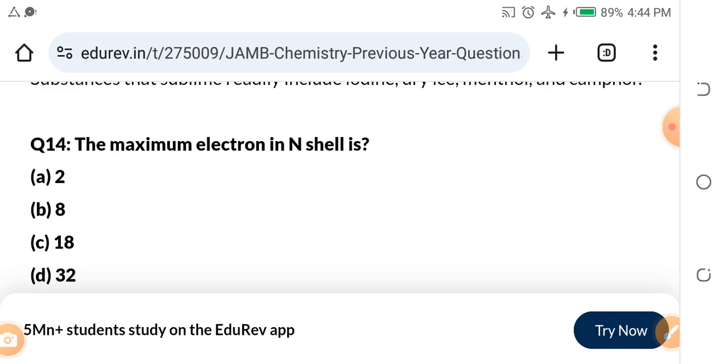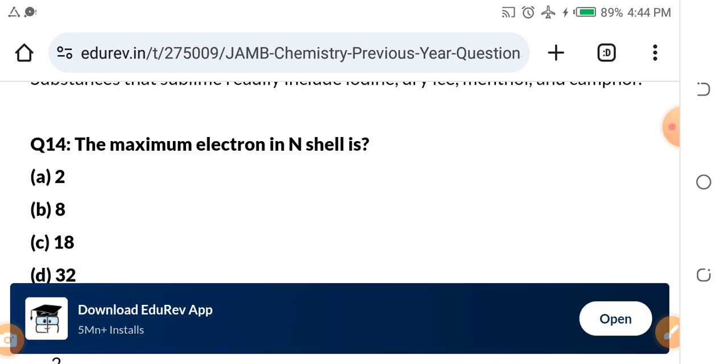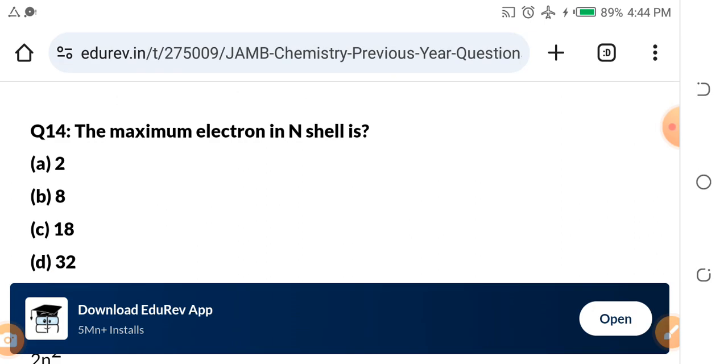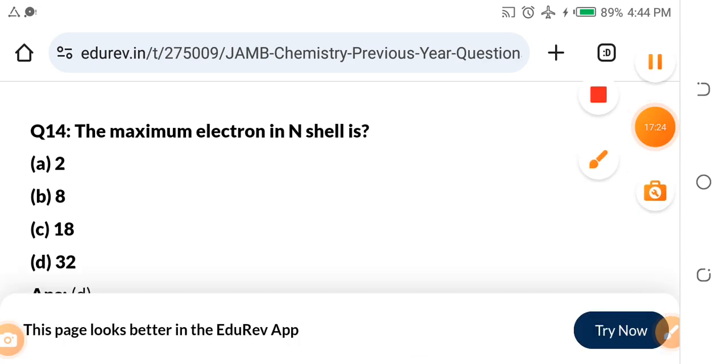It's simple. So I want you to make the research and tell me now. Make the research and tell me the maximum electron in N shell. Is it 32? Is it 18? Is it 8? Is it 2? That is, A is 2, B is 8, C is 18, D is 32. So tell me everything you can about that.